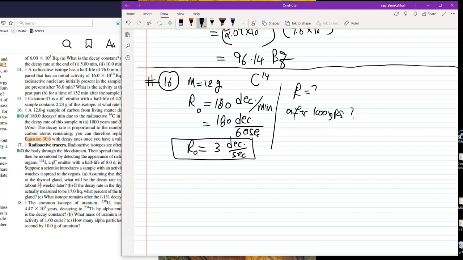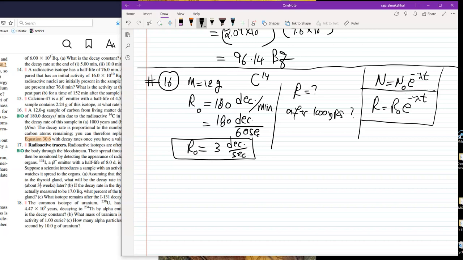Okay, how do we do it? If you go back to the notes, if you've been taking notes, remember we said N equals N naught e to the minus lambda t. Here's another convenient one: R equals R naught e to the minus lambda t. This comes in really handy.